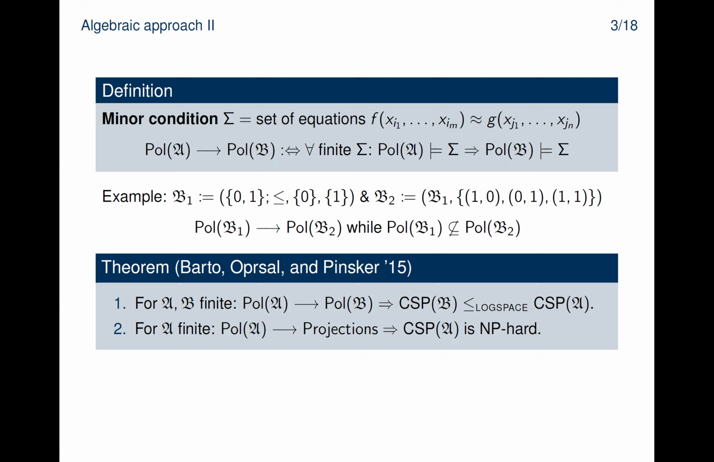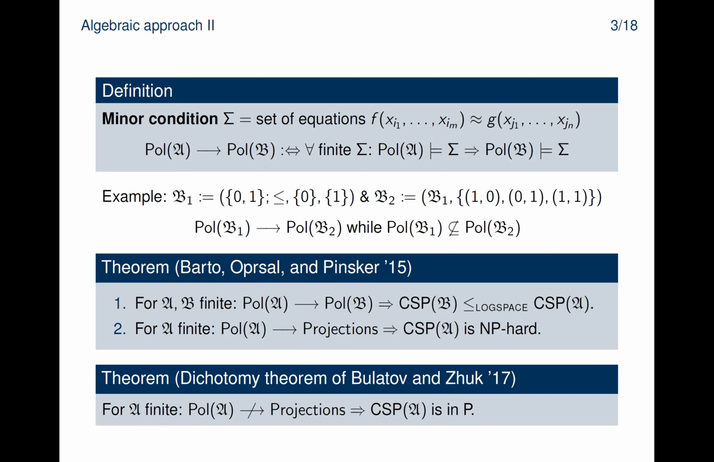And they also observed that if we take a finite structure, then whenever we have a map that preserves minor conditions from the polymorphisms of A to just the set of all projection maps, then the CSP of A is hard for, one could say, purely algebraic reasons.